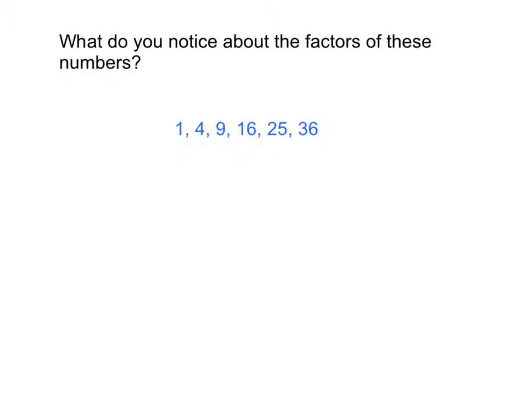Another little challenge for you, work out the factors of these numbers. What's special about the number of factors each of these numbers has? Again, press pause while you work it out and then press play for the feedback.